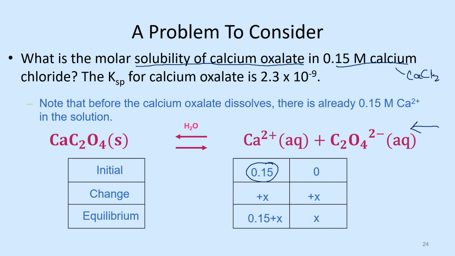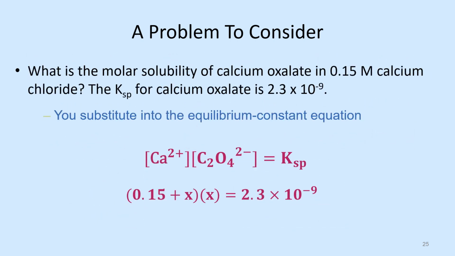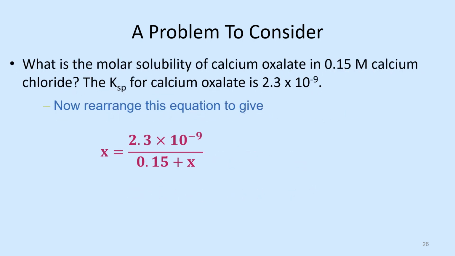So again, our solubility is minus x, so we'll be adding x, because it's 1 to 1. So at equilibrium, we have 0.15 plus x and x. If we plug that in, we have Ksp, 2.3 times 10 to the minus 9th, equals 0.15 plus x times x. We're going to have to do a little algebra, so we're solving for x.